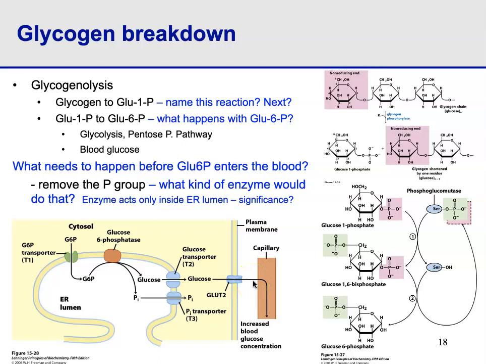So why does it have to be done in the ER? Why not in the cytosol? Well, think about it. Glucose enters, and sometimes exits, the cell. What would happen if glucose 6-phosphatase is in the cytosol and glucose now enters the cell? The glucose will immediately be phosphorylated by the hexokinase. But then what will glucose 6-phosphatase do? It will dephosphorylate it.